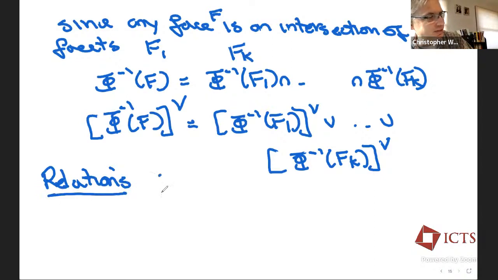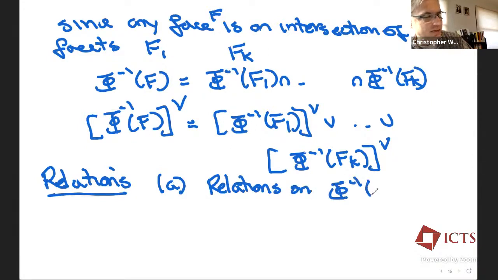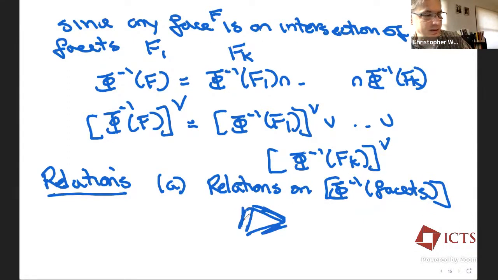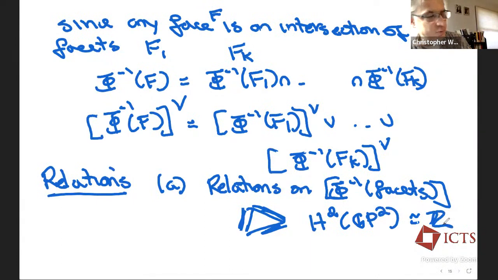But the point is now that it's pretty easy to see what the relations are. There are relations of two kinds. There are relations on the classes which are the inverse images of the facets. So you already saw in the CP2 case there are 3 facets, right? But we know that H2 of CP2 is dimension 1. All of these 3 facets represent the same homology class of a line in CP2. In fact, all of these lines are deformable to each other, so they have to represent the same homology class.